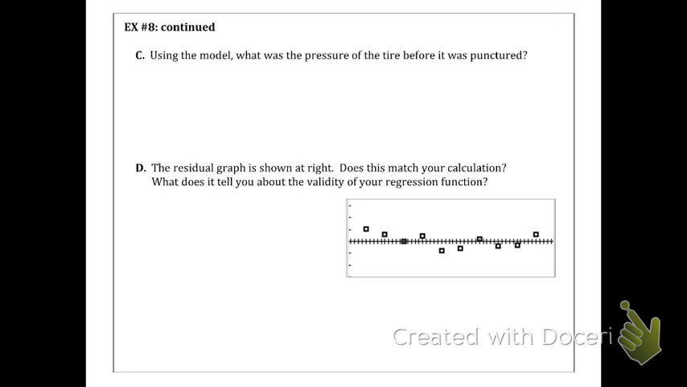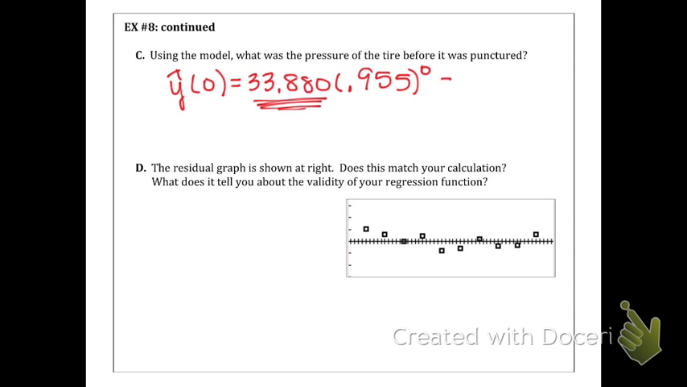C says using the model, what was the pressure of the tire before it was punctured? Remember, your X is the time in seconds after the tire was punctured, so it's asking you what was the initial tire pressure, so that's at time 0. Okay, we know that that is that A value, the initial. So we get 33.880 PSI.